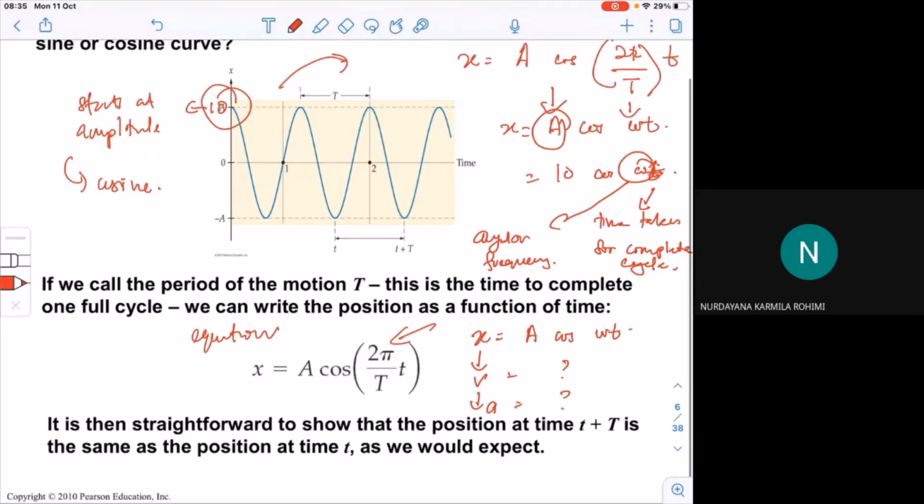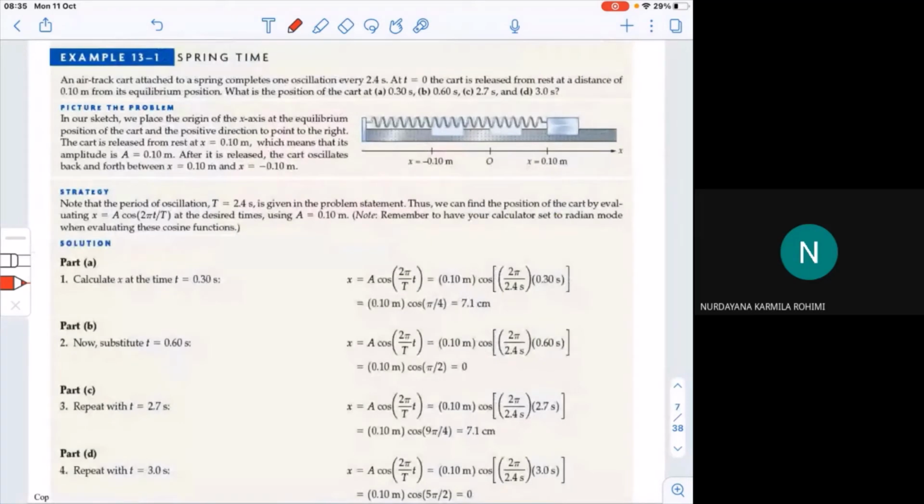Okay, so let's look at the examples first. An air track card attached to a spring completes one oscillation every 2.4 seconds. One complete oscillation means this is the period. At time t equals zero, the card is released from rest. At time t equals zero, that means no time taken yet. The card is released from rest at a distance of 0.1 meters.